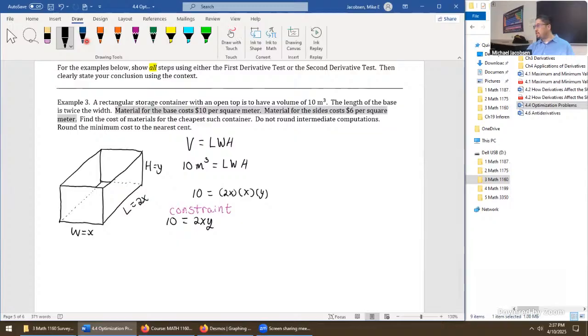So let's take that information and build now the cost equation, which comes from that highlighted line. So on the cost equation, this is a good one to go really slowly. Let's start just with the base at $10 per square meter. By base, we mean going this way, just the bottom.